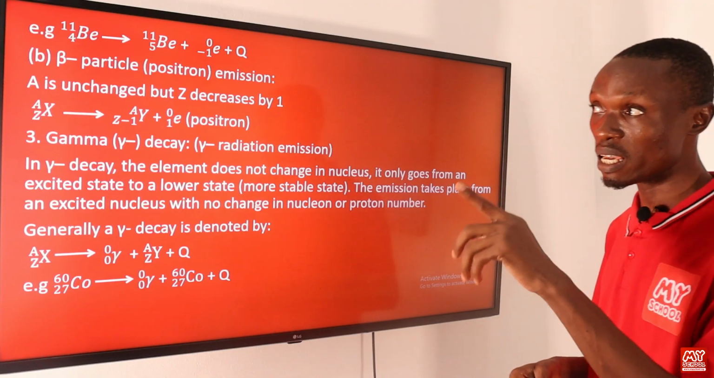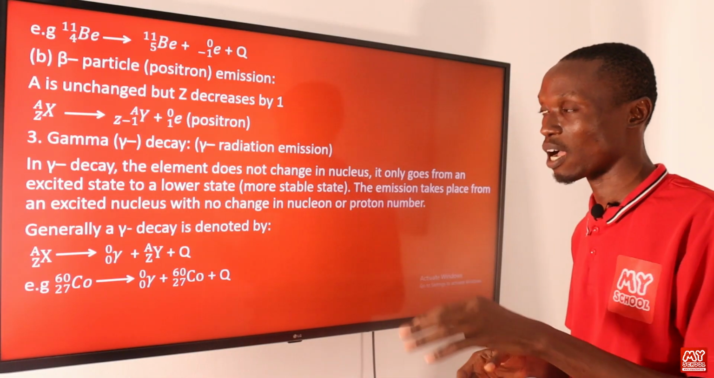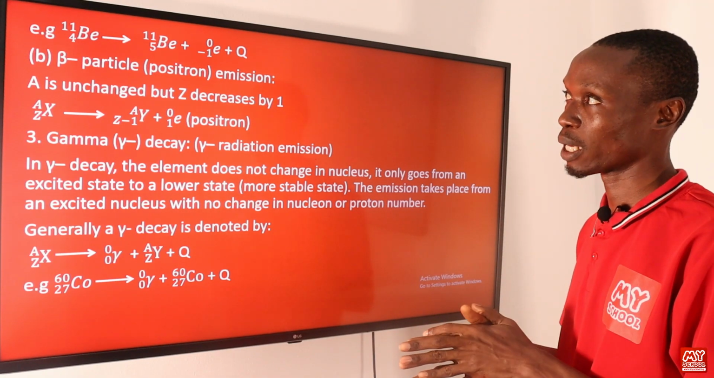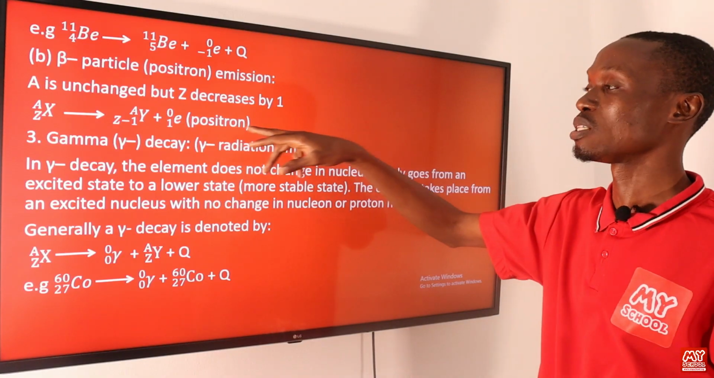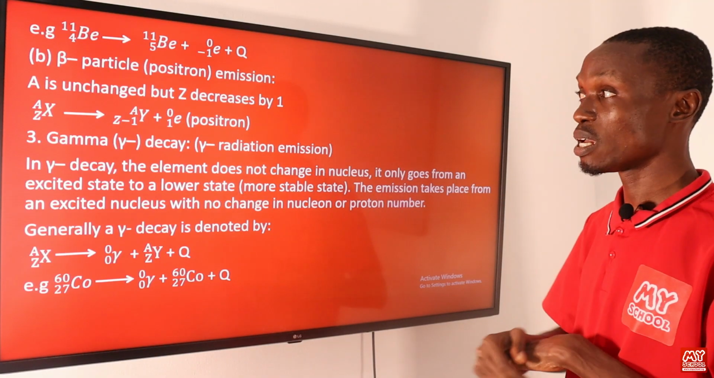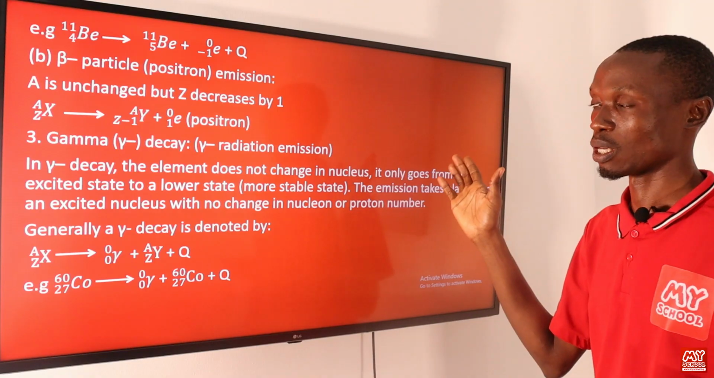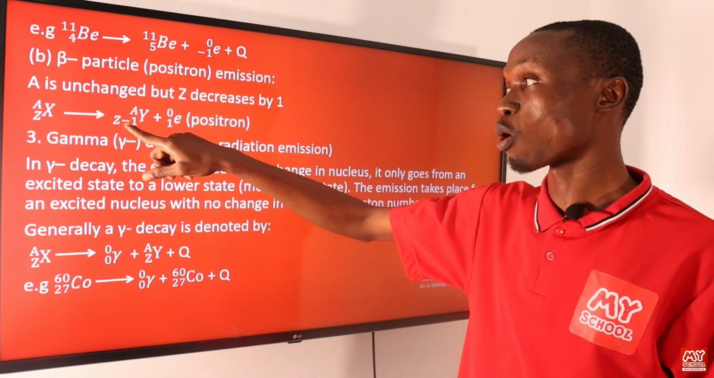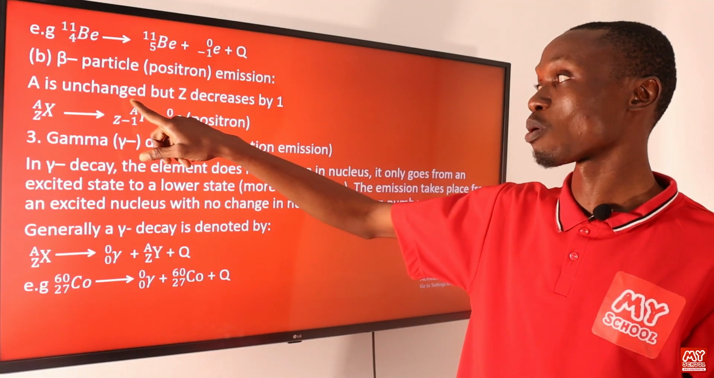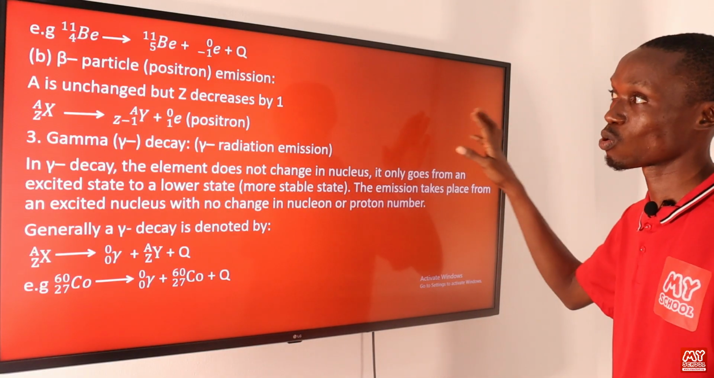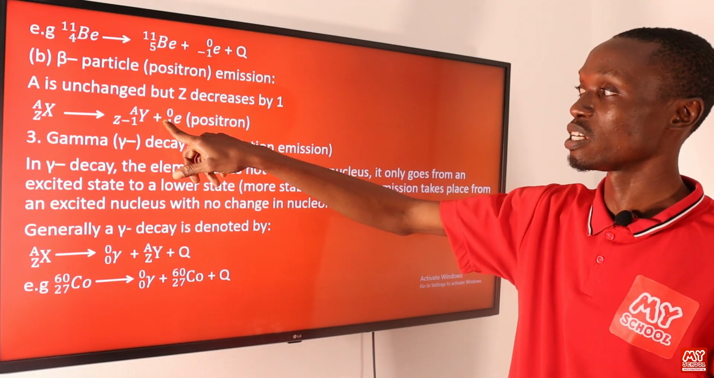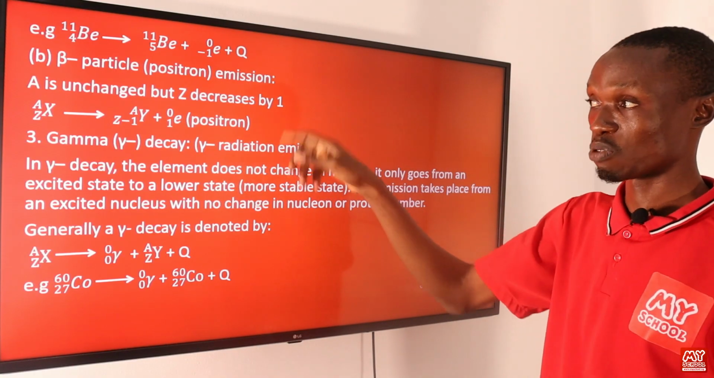Remember that A represents the mass number, while Z represents the atomic number. In this case it's a positron, in the sense that the electron emitted here is positive. So the atomic number decreases by 1, while the mass number remains unchanged. We call this a positron because the electron here is positive, carrying a positive sign there.